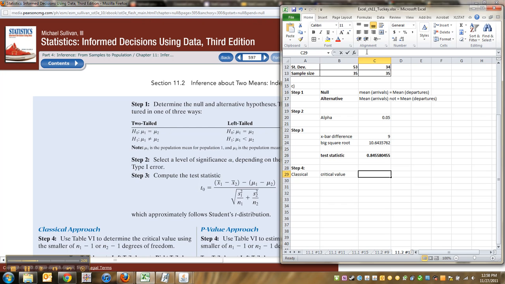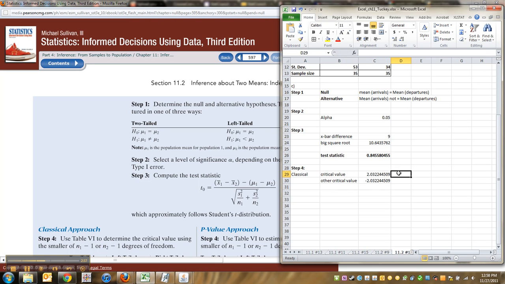So that's going to be equal to t dot inverse dot 2t alpha. And the degrees of freedom, they're the same, so it doesn't really matter. So just pick one. You would go with the smaller one, but since they're both the same value, it doesn't make any difference. So you get 2.032, and that's the positive one. So the other critical value would be equal to the negative of that.